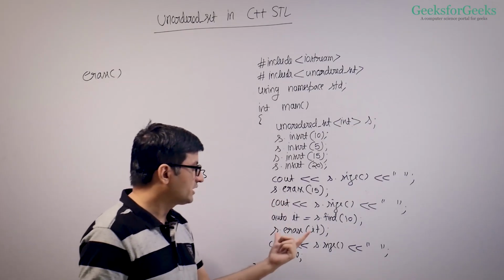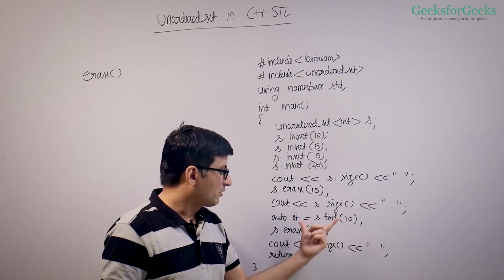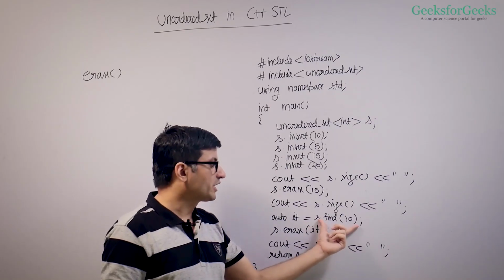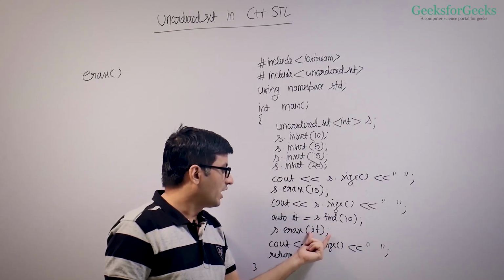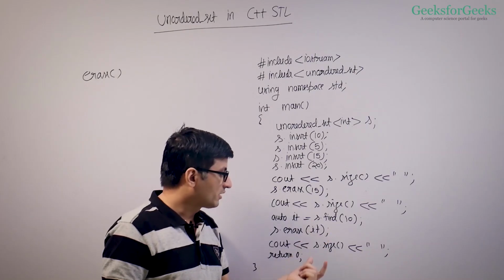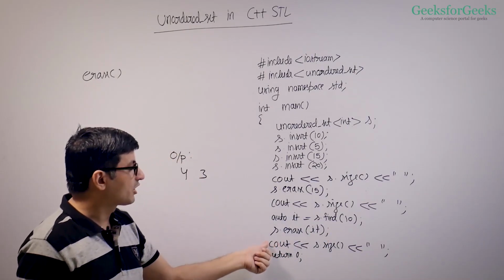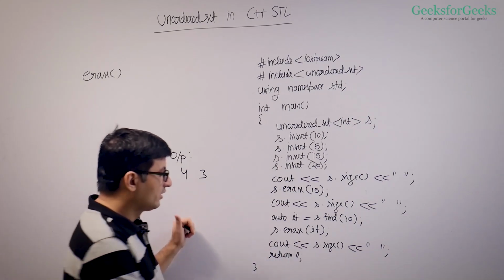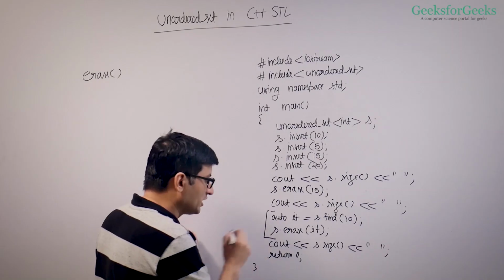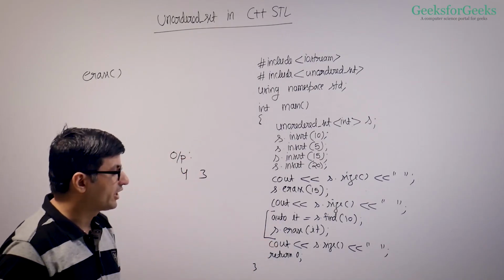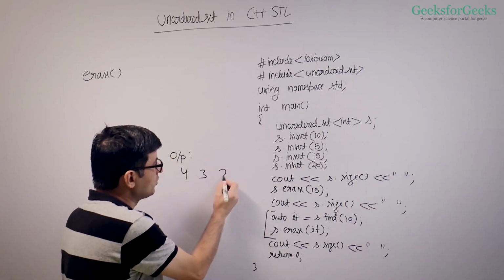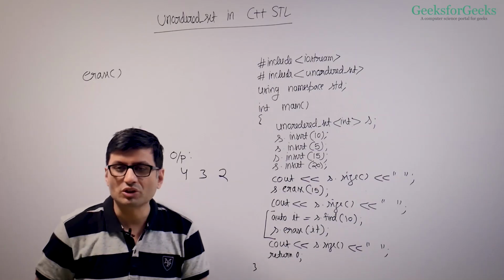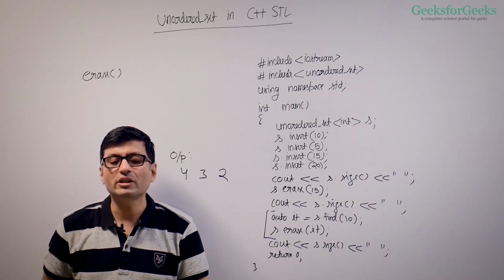Another way of erasing is we pass the iterator. We find the iterator using s.find and we pass the iterator. And this will also remove the element. So 10 is removed with these two lines, with find and then passing the iterator. After removing 10, size will be 2. So the output of this program is going to be 4, 3, 2.